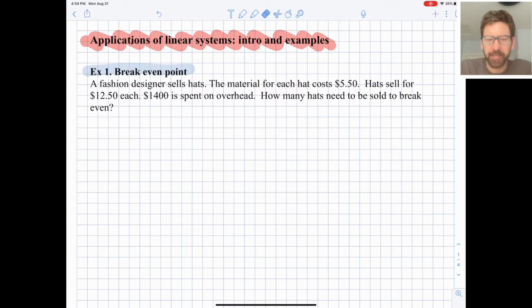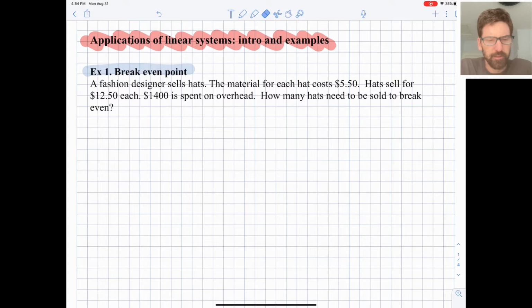All right, this is a video on using systems of linear equations to model and solve real-world scenarios. Okay, so applications of linear systems. And we're really not going to do any sort of an introduction. We're just going to go straight into solving an example. We'll do 3 different examples in this video.